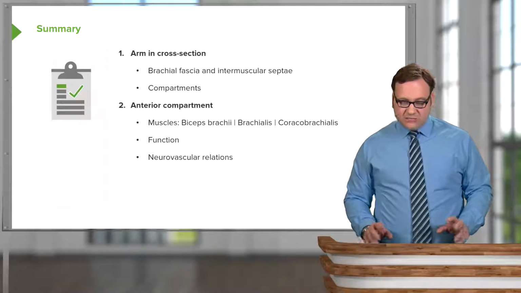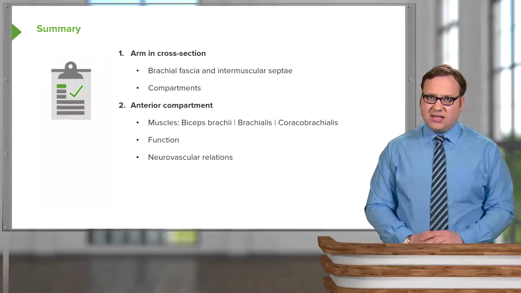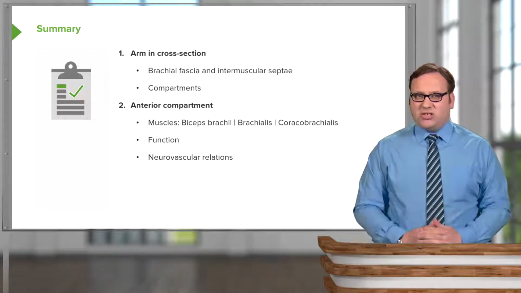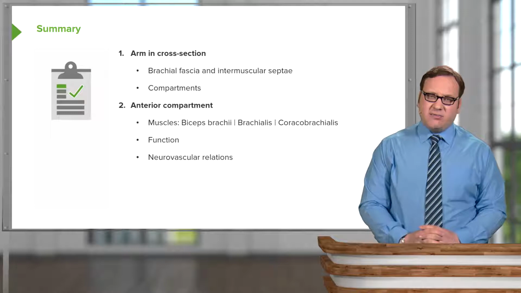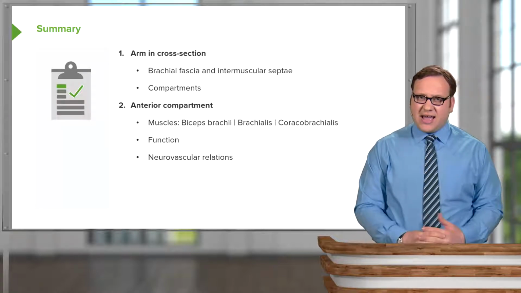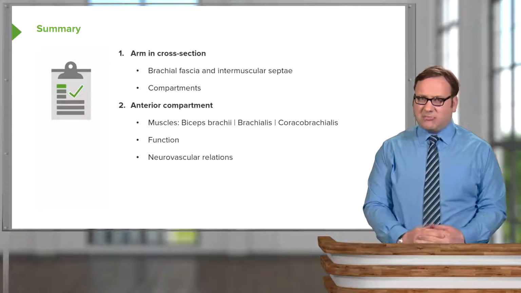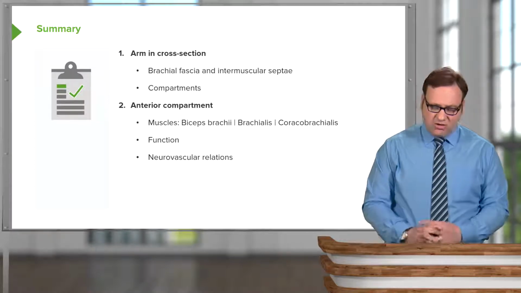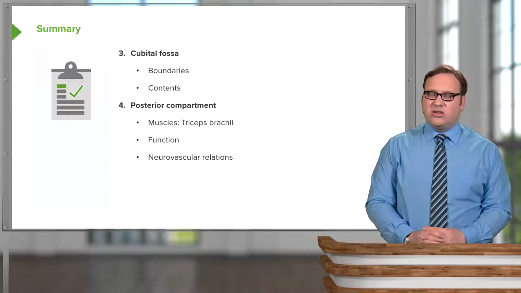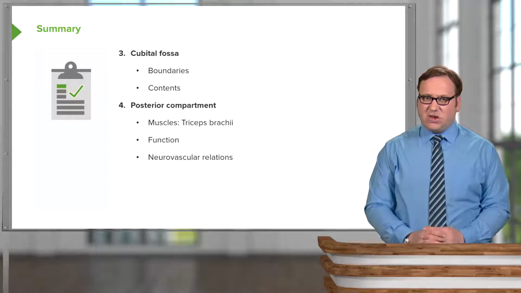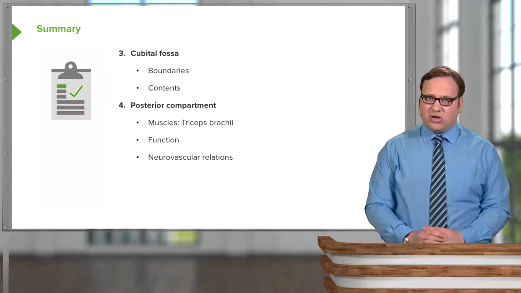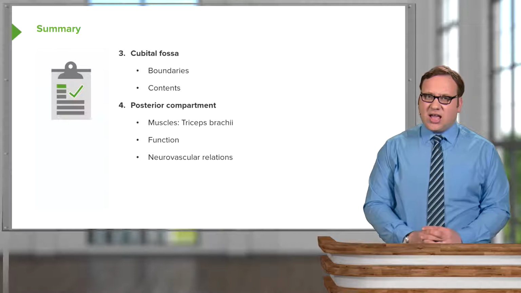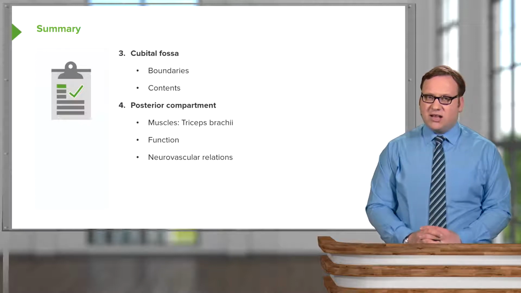So in this lecture we've looked at the brachial fascia and the intermuscular septa that separate the arm into compartments. We can visualize that with the arm in cross-section. We then looked at the anterior compartment of the arm, biceps brachii, brachialis, coracobrachialis. We looked at their function and their neurovascular relations. We looked at the cubital fossa, its boundaries and contents. And then we looked at the posterior compartment, specifically triceps brachii, its function, and the important neurovascular relations.